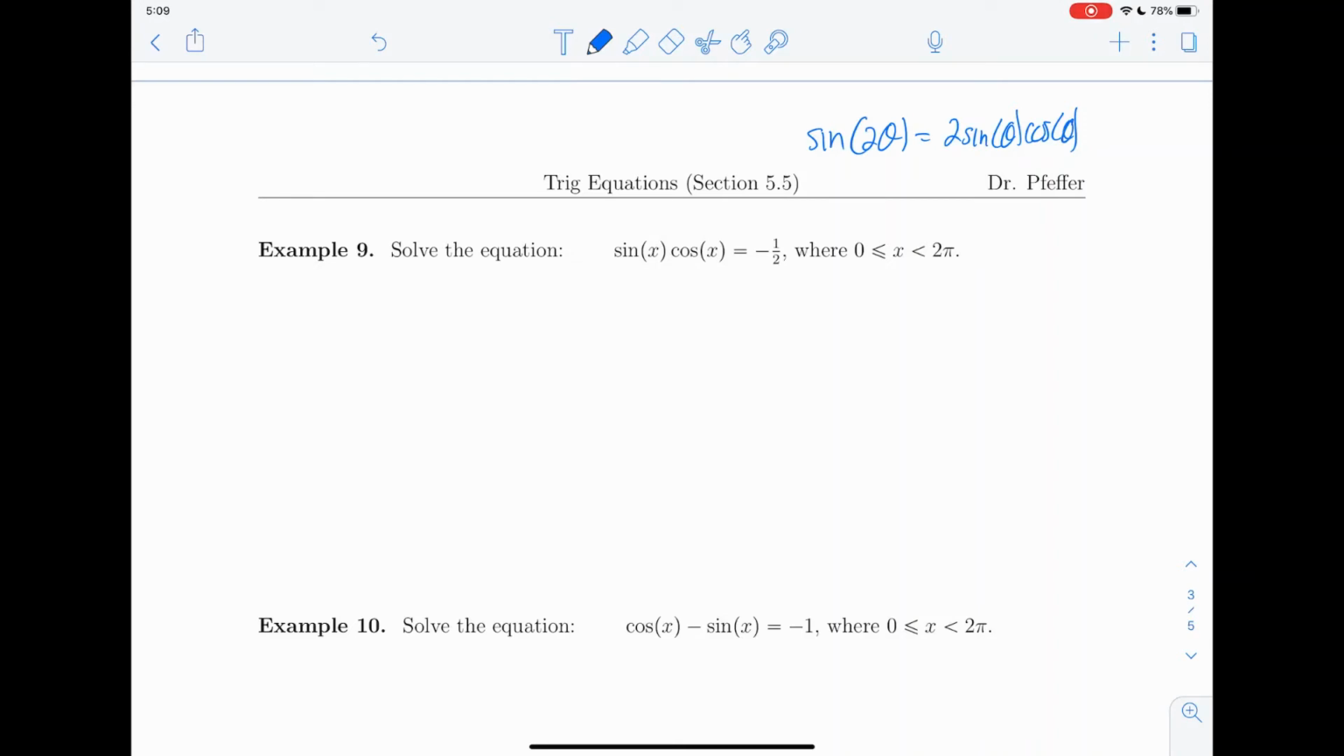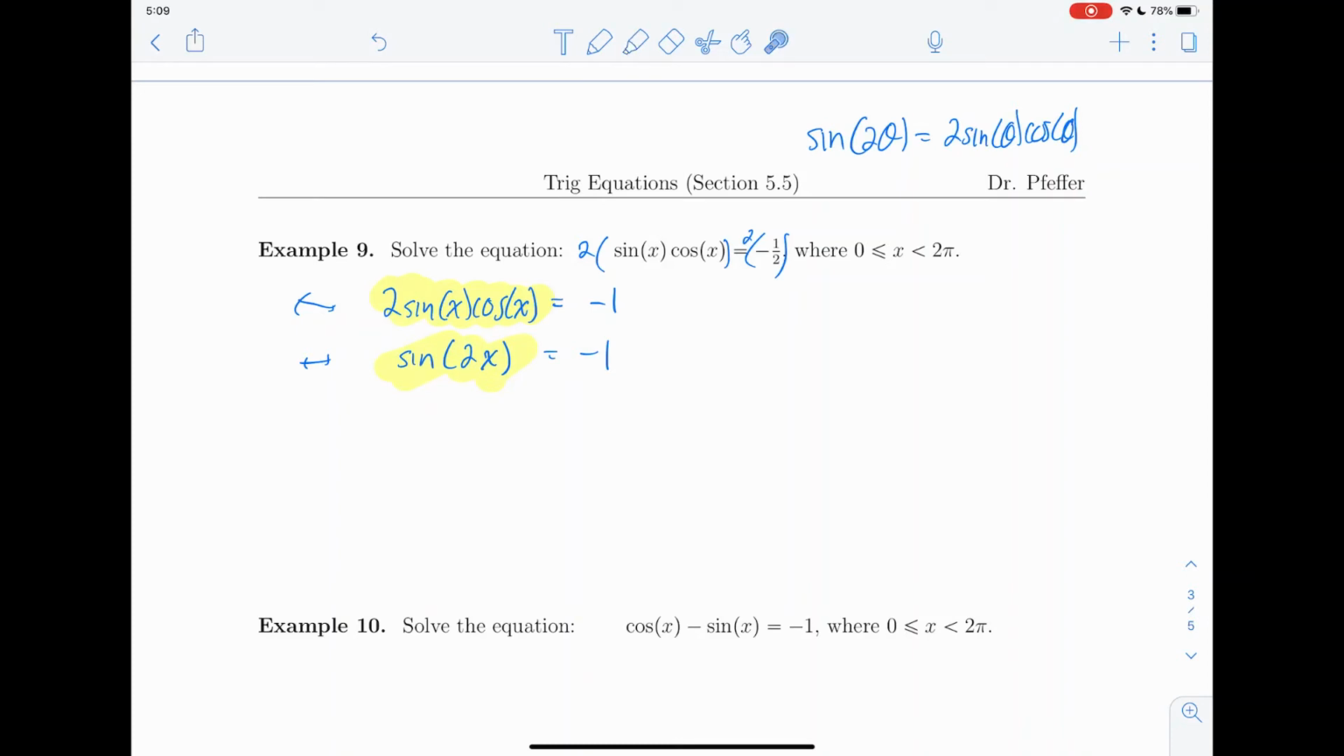So in this case, if I take this equation and simply multiply both sides by 2, what do I get? I'll get 2 sine of x cosine of x on the left, and a negative 1 on the right. Now 2 sine cosine can be replaced with a sine of 2 theta, or 2x I should say. That's the substitution we're going to make.